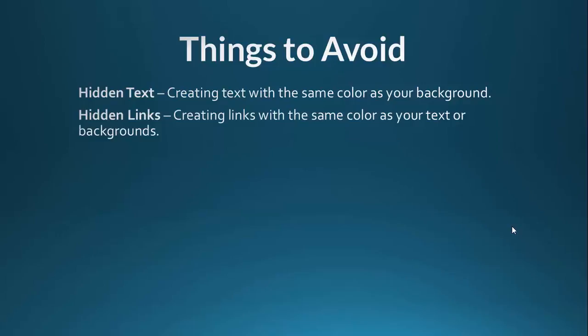Along the same lines is creating hidden links within pages. So that's the practice of creating links between pages of your site with the same color as your text or backgrounds. By text, I mean the other text on the page, and background is your page background color. So if you have a link on the page, make sure that it's a different color than your body text, so that way visitors know it's a link and they can actually click on it.